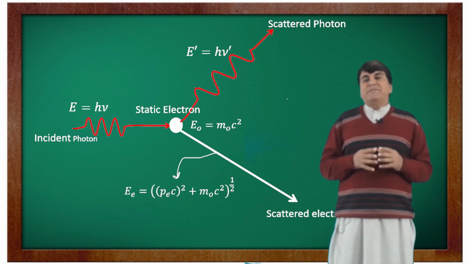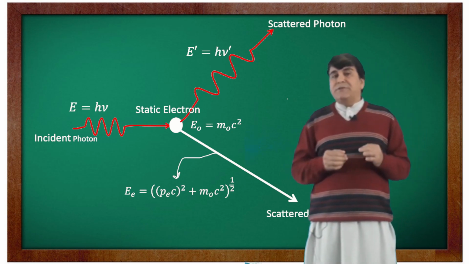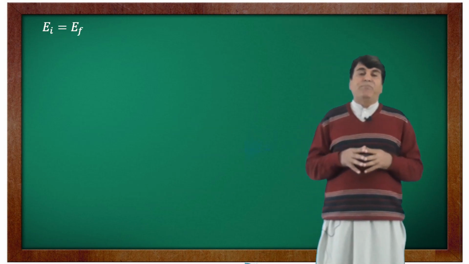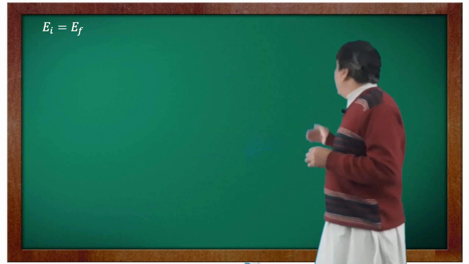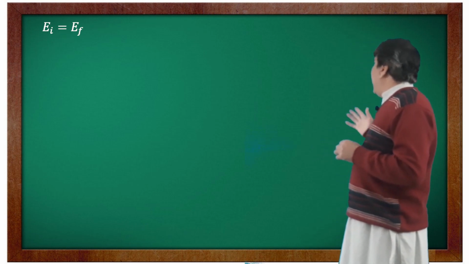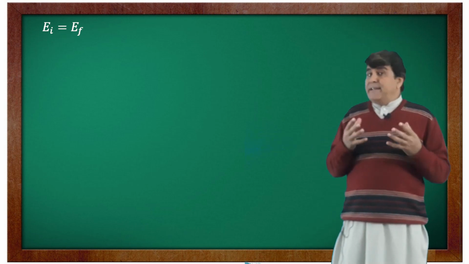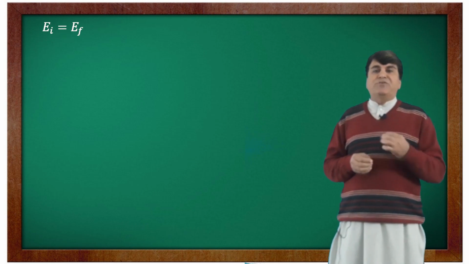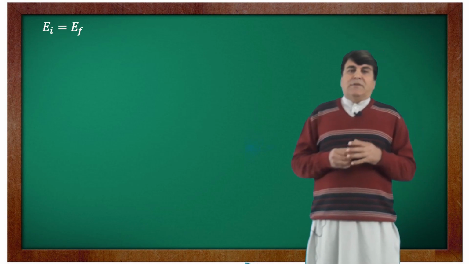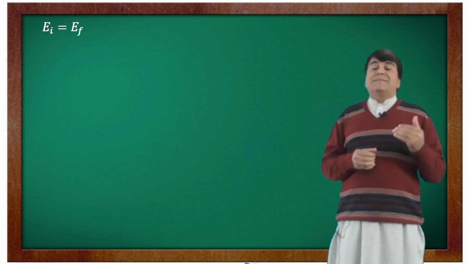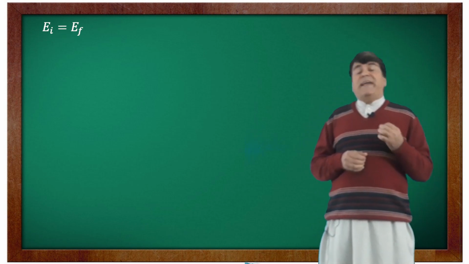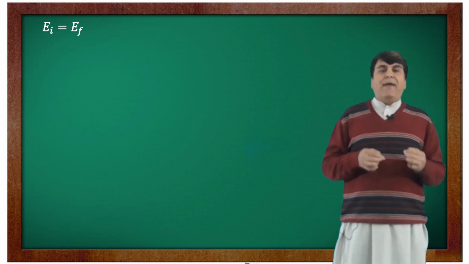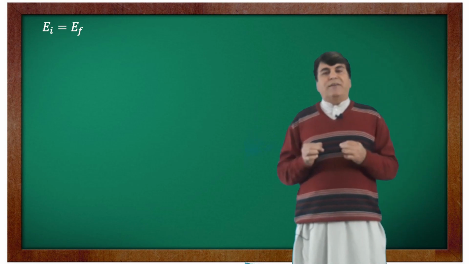According to the law of conservation of energy, the total initial energy must be equal to the final energy of the system. That is, E sub I equals E sub F. Now, the initial energy consists of the photon energy and the rest mass energy of electron. The final energy contains 3 parts, that is, the scattered photon energy, the rest mass energy of electron, and the kinetic energy of electron.